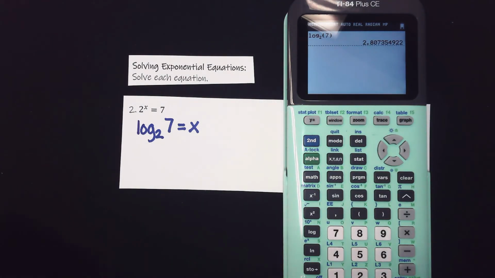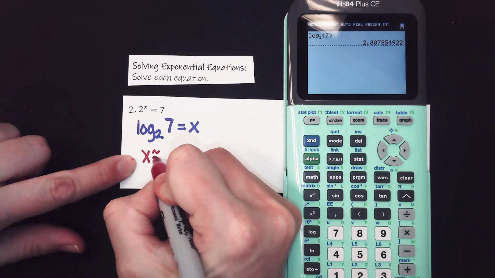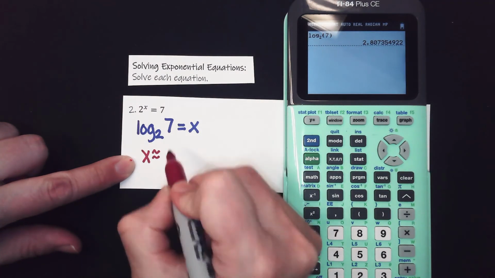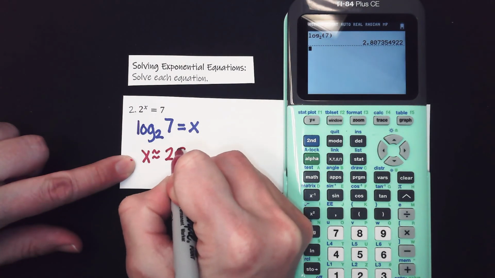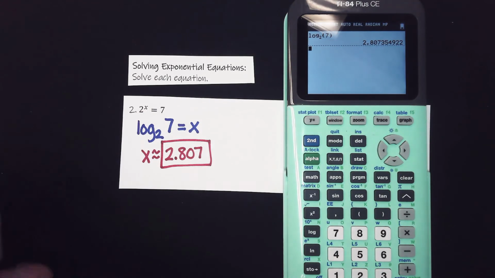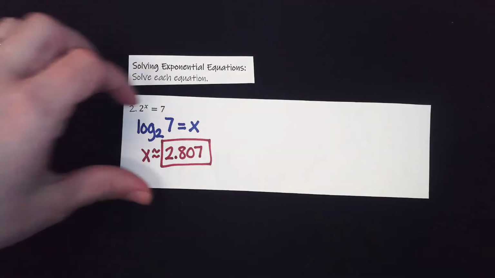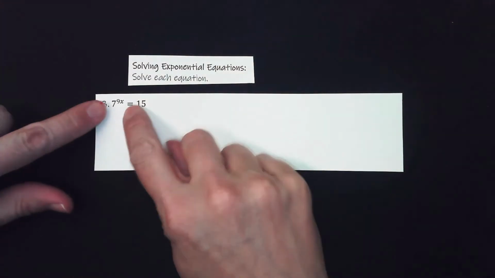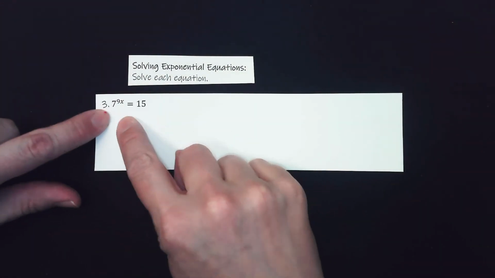And that tells me that my x is approximately, and we're going to go 3 decimal places here, so 2.807. Okay? So that's a way we can solve that exponential equation. And this one's very similar. It has the x in the power.